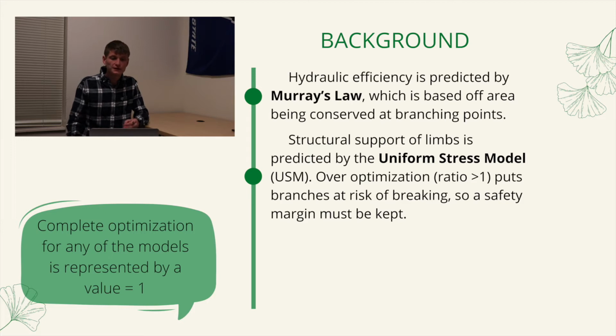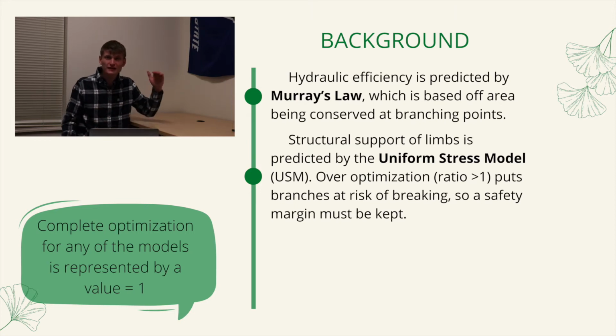The next model we look at is the uniform stress model, which is about the structural support of the limbs. Now, if a tree were to over-optimize for this model, it would put its branches at risk of breaking. So, in this model and the others, a safety margin is often kept. That means that a tree could be perfectly optimized for something, but it would be intentionally under-optimized to keep it safe, because the closer you get to that optimization, the more risk it exposes itself to.